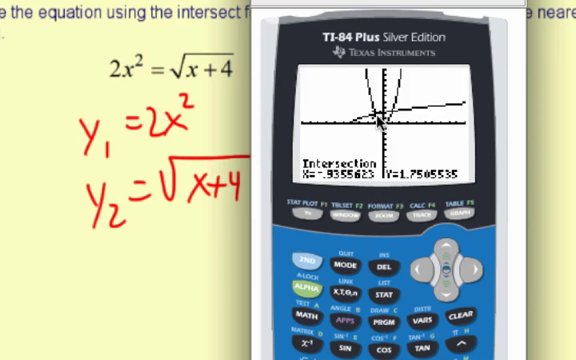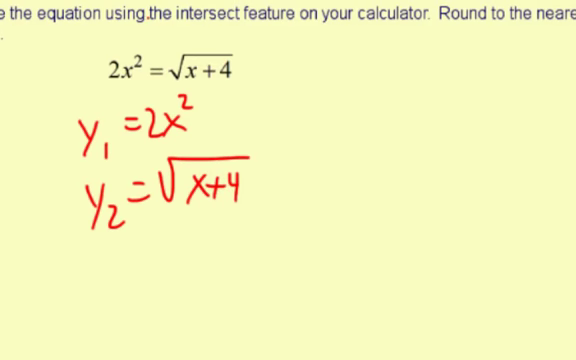And there it tells me the x value for that intersection is x equals negative 0.935 and so on. And we round to the nearest tenth. So one of the answers is x equals negative 0.9. I could write negative 0.9 or negative .9, either way is fine.